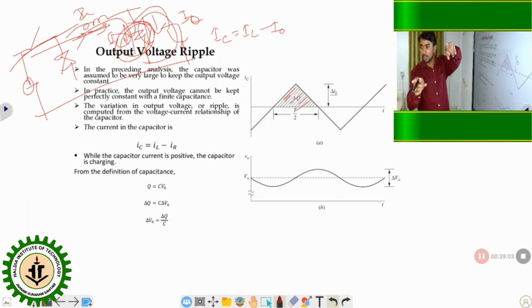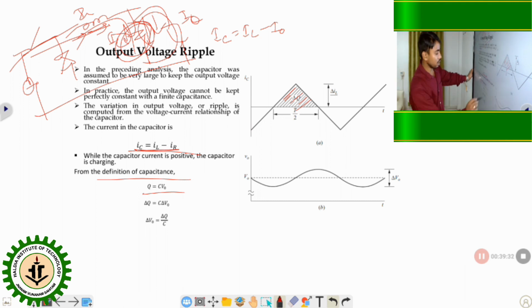So here IC is equal to IL minus IR. And from the definition of the capacitance, we know Q is equal to CV, that is C into V0. So here del Q is equal to C del V0. And del V0 is equal to del Q by C. We know it. Del V0, the change in the output voltage, is equal to del Q by C.